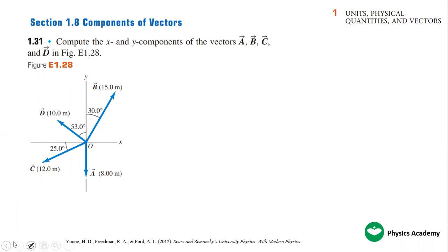The best way to do this is to make a table. You list all these vectors: A, vector B, vector C, and vector D. Then you write their magnitudes. The magnitude for A is 8.0 meters, for B is 15, for C is 12, and for D is 10.0 meters.